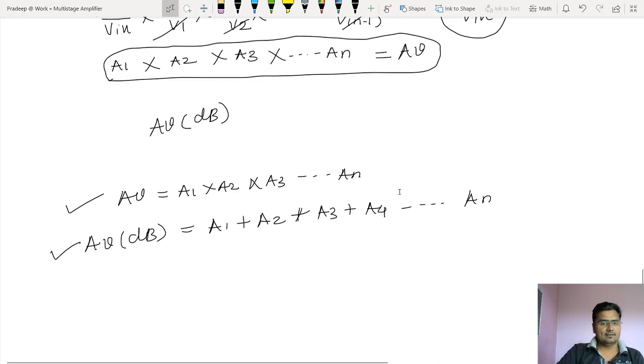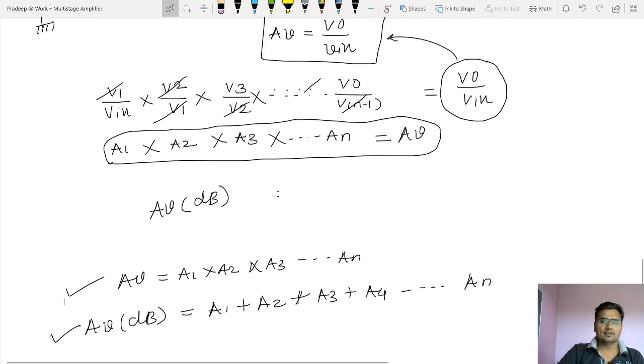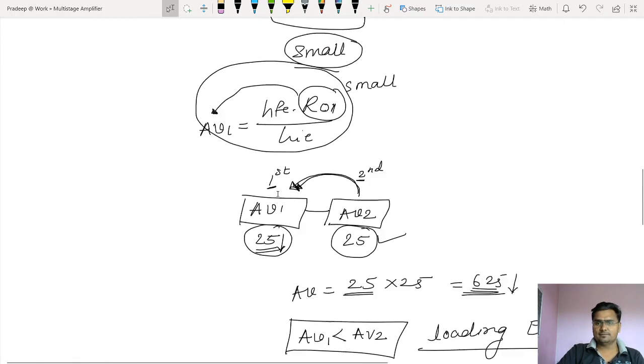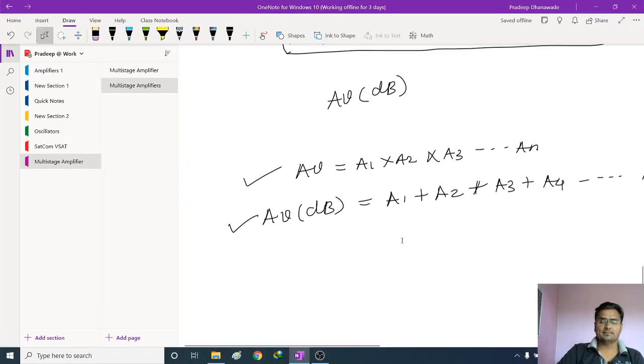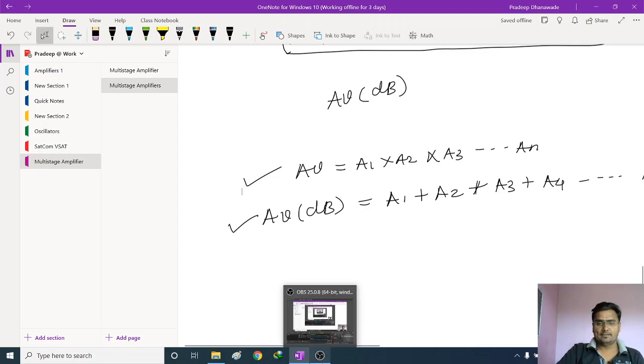So that's what I said. Whatever content we have covered, we have revised that. Now in the next lecture we will start with coupling: coupling mechanism, coupling theory, or coupling types of multi-stage amplifier. Till then, thanks a lot.